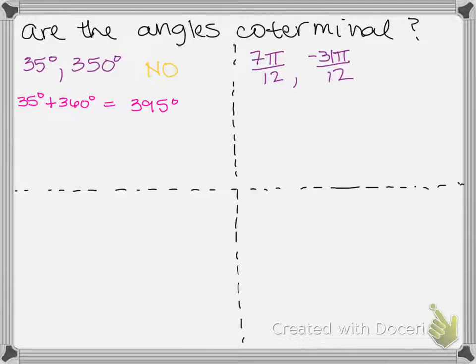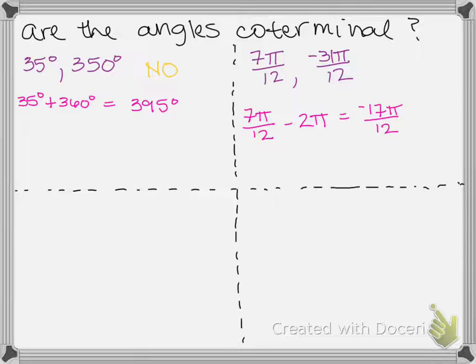All right, let's try 7 pi over 12 and negative 31 pi over 12. Notice I'm no longer in degrees, so I'm no longer going to use 360. I'm going to use 2 pi. And notice I'm going from a positive number to a negative number, so instead of adding, I'm going to subtract. So I'm going to do 7 pi over 12 minus 2 pi. In my calculator, I'm going to do 7 over 12 minus 2. Remember, we do not put pi in the calculator, only in the final answer on the paper. Okay? That gives me negative 17 pi over 12.